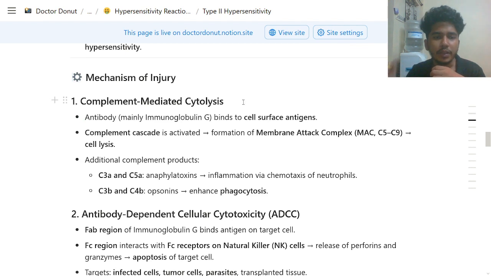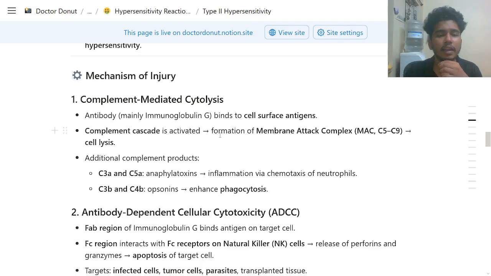So how does it happen? Here the main immunoglobulin is IgG, which binds to the cell surface antigens. Then the complement cascade is activated. This cascade leads to the formation of the membrane attack complex, which includes C5 to C9, that leads to cell lysis. Additionally, other components are found, like C3a and C5a, which are anaphylatoxins that cause inflammation via chemotaxis of neutrophils, and C3b and C4b, which are opsonins that enhance phagocytosis.